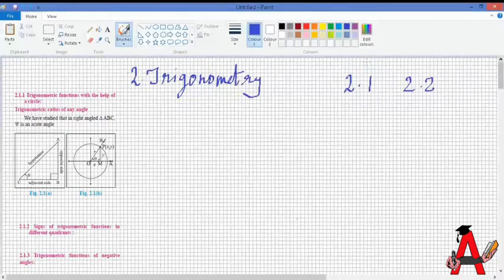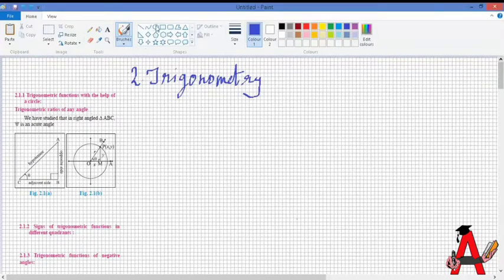And mind you, in this particular chapter, not much has been dropped due to lockdown, only certain sections of graphs which have been dropped, which I'll discuss. So let's move on to the first part. In the first part, you have to understand the trigonometric functions with the help of a circle.